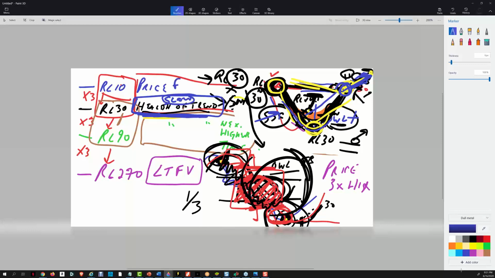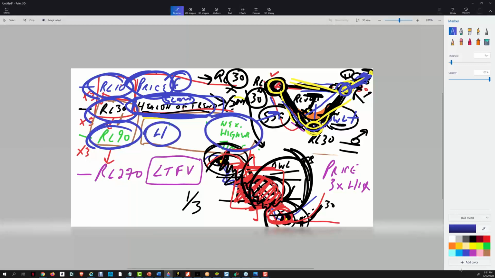Your feelings is the price. That is quick to change. So RL10 is price. RL30 is health of the trend. RL90 is the health of the next higher trend. And the RL270 is the long-term fair value.